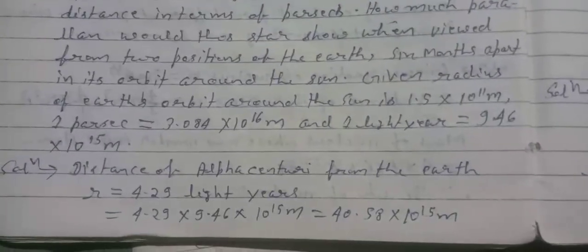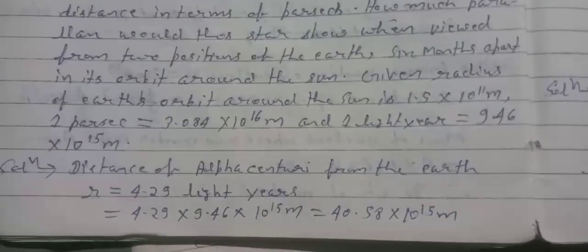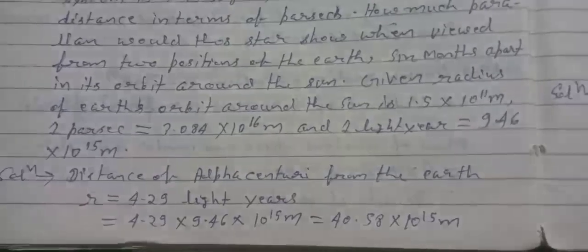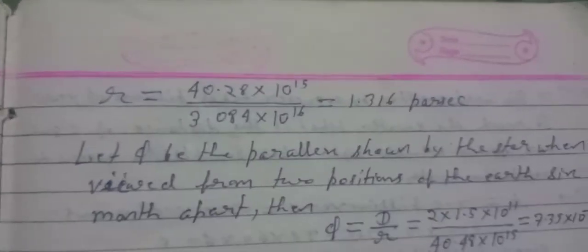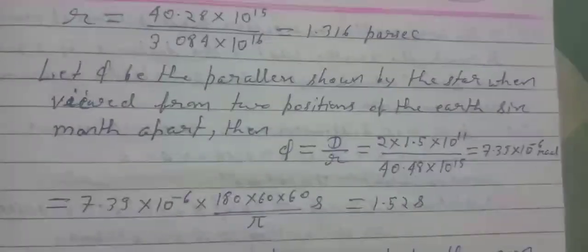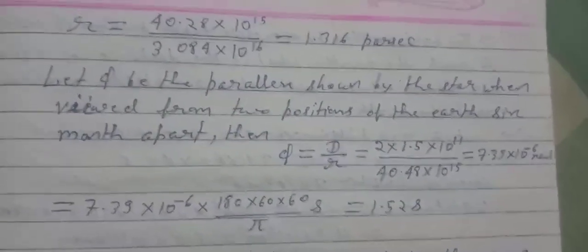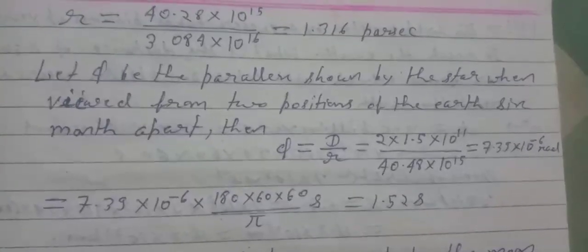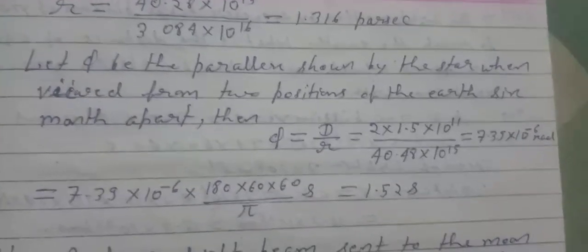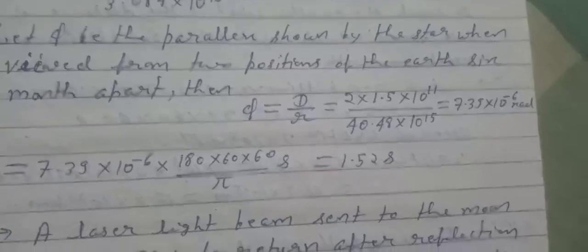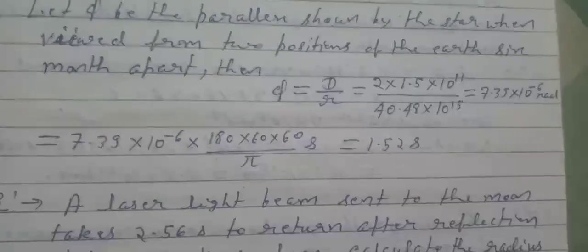Distance of Alpha Centauri from the Earth is 40.58 into 10 to the power 15 meter. Hence r equals 1.316 parsec. Let phi be the parallax shown by the star when viewed from the position of the Earth 6 months after. Then phi equals d by r, which equals 1.52 second.